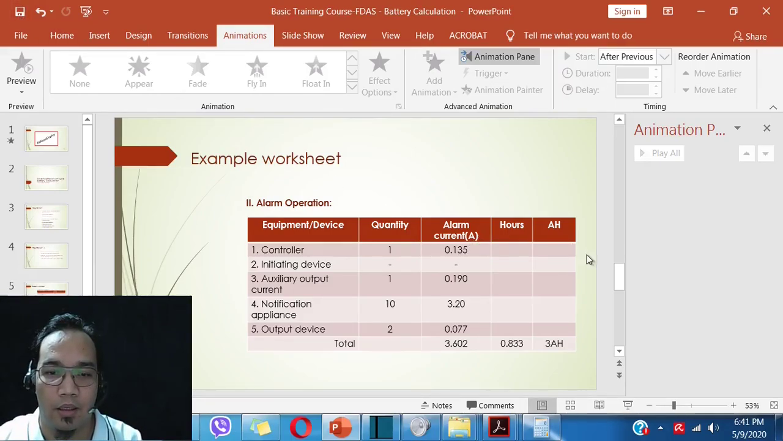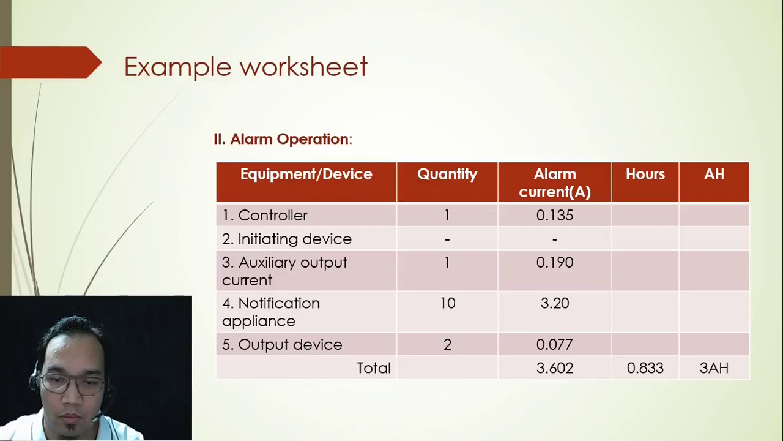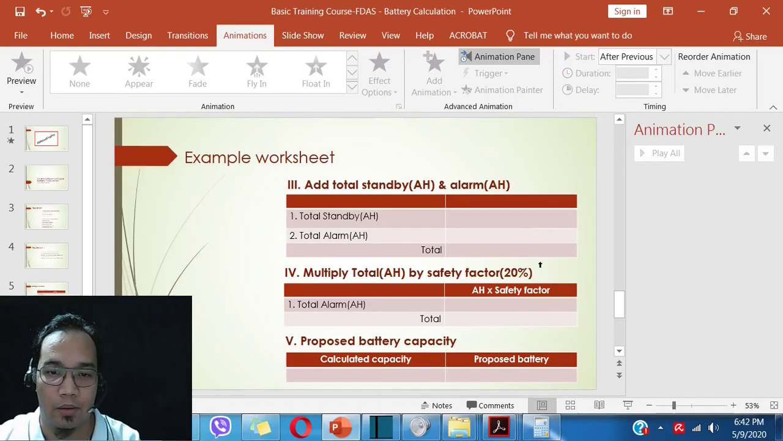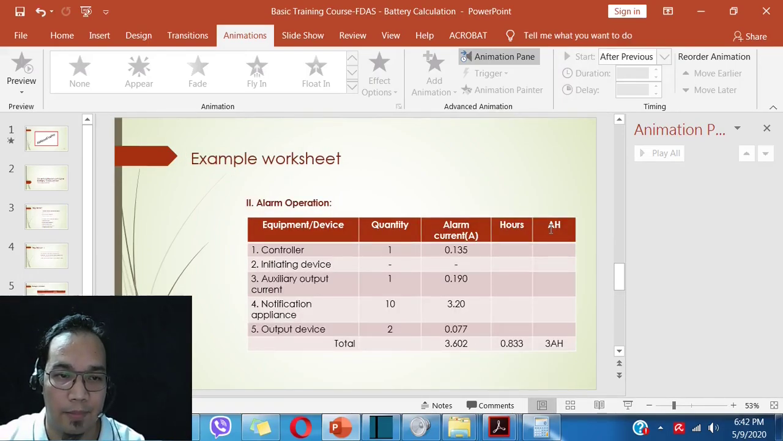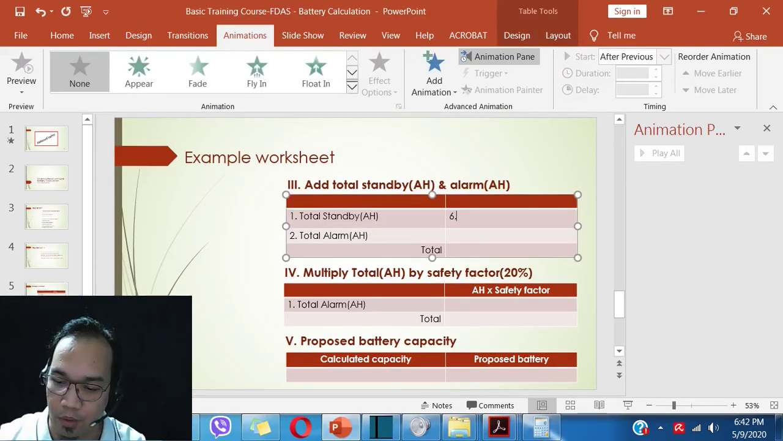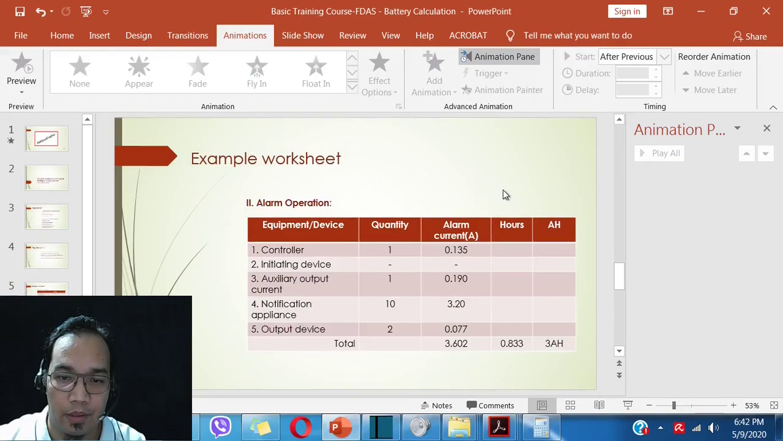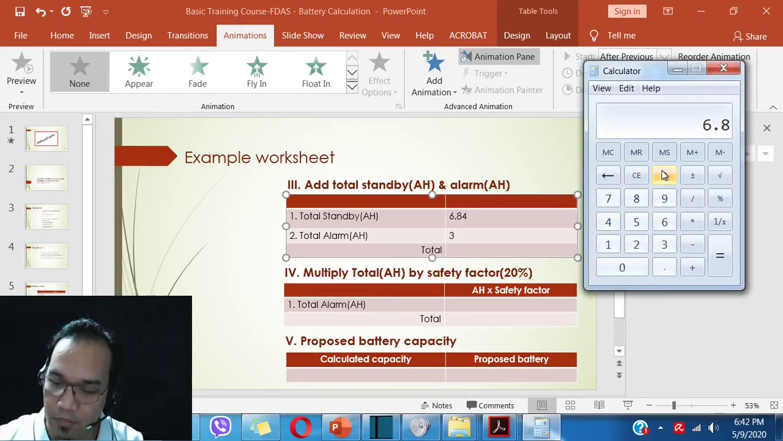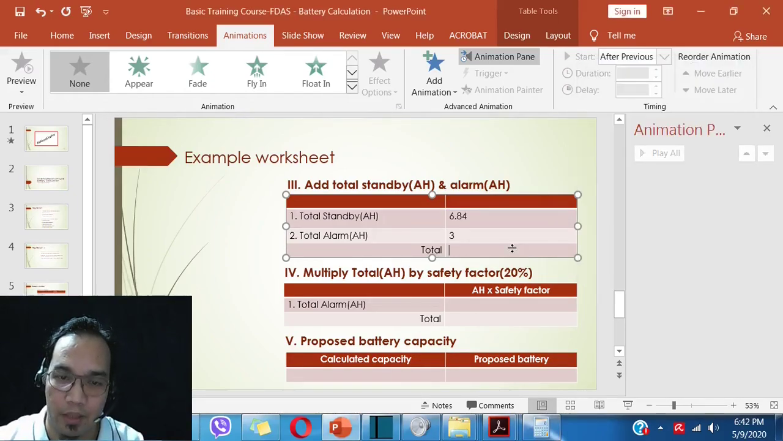Okay. Once we have calculated this, we can proceed with the third procedure. So how much is our total standby current again? 6.84. So let's just fill this up: 6.84, then 3 ampere-hours. Now we can calculate the total battery capacity, which is 6.84 plus 3.